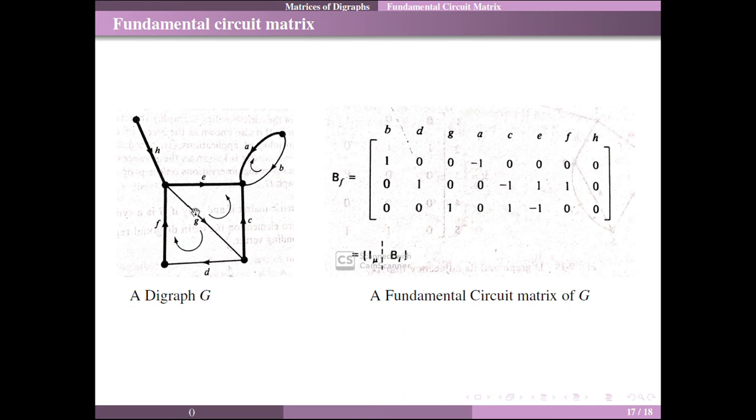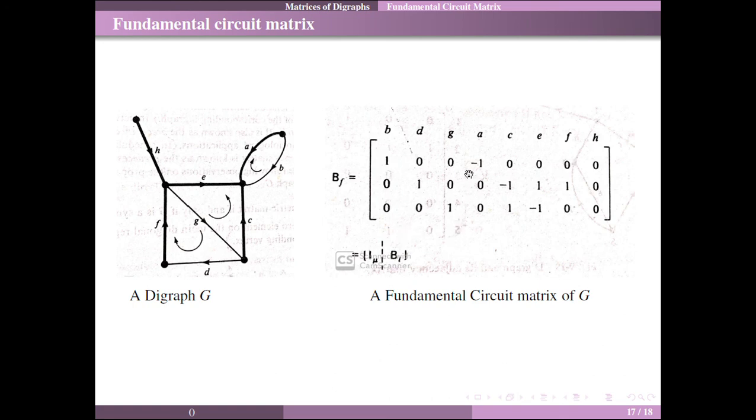direction. The fundamental circuit formed by the chord G will be E, G and C, and the orientation is in the counterclockwise direction. And the third fundamental circuit formed by the chord D corresponds to F, E, C and D, and since D is in this direction, the orientation is in the clockwise direction, and accordingly the first 3 entries correspond to the chords, and hence we see that we get an identity matrix.